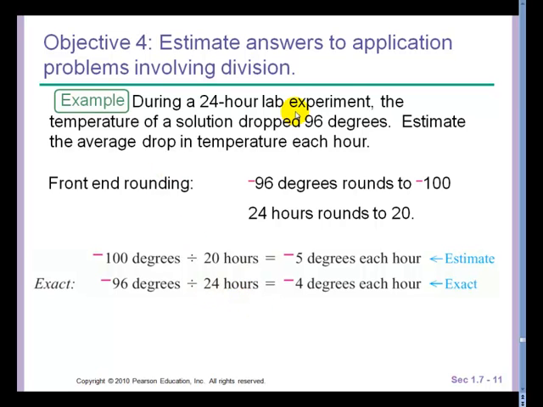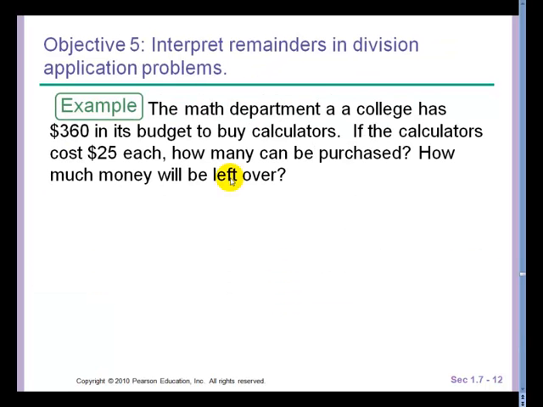When you are rounding with division, depending on how much you rounded, your answer might be off by a lot. For example, if you round very big numbers, the bigger the numbers rounded, the further off from the correct answer you might be. And lastly, Objective 5, interpret remainders in division application problems.